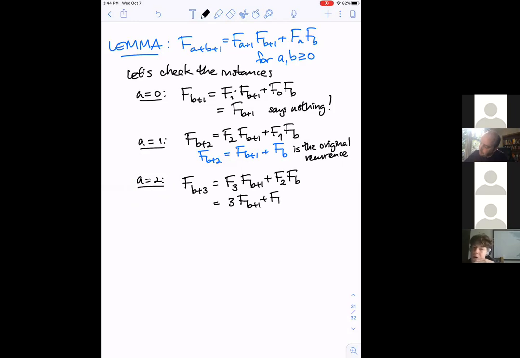F2 is a 1. So this says F(B+3), and it's writing it not in terms of the previous value, which would be F(B+2), but it goes back to two values that are not next to previous and then next to previous, but with some coefficient in there. And this should remind you a little bit of what was going on when we started doing the proof that 5 divides F(5M).